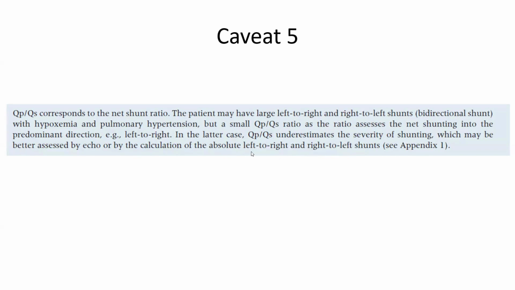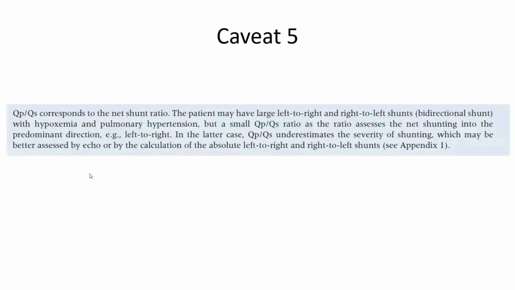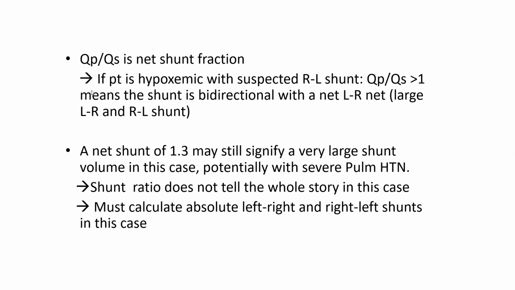There is a way of calculating absolute shunt, and this is adding another Q here called the Q effective. I will explain it at the very end, and I have it explained in my book as well. So you can calculate the absolute shunts in that case to assess the true severity of shunts. But just know this idea first.